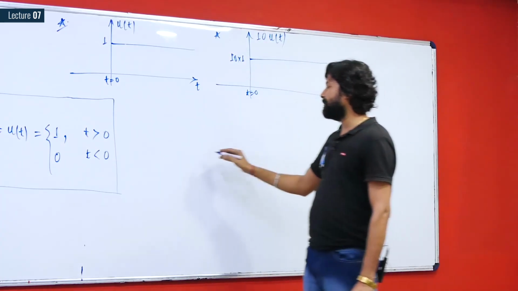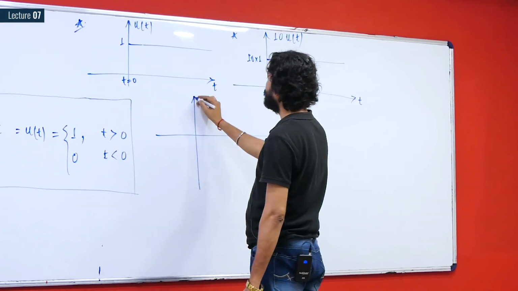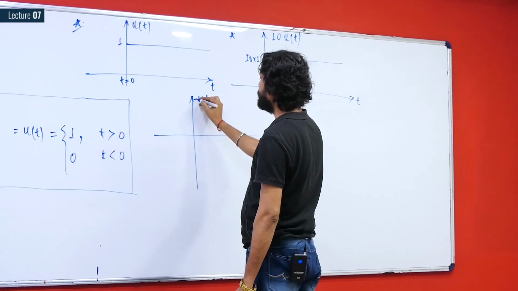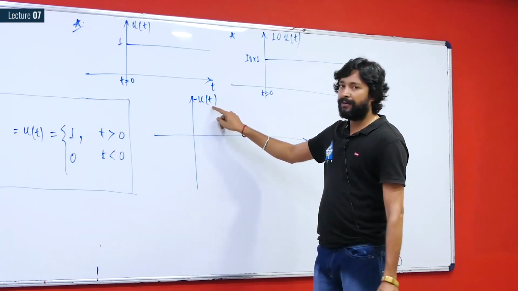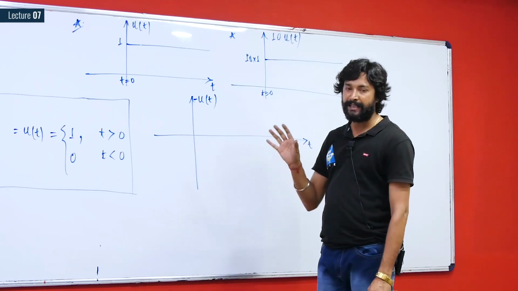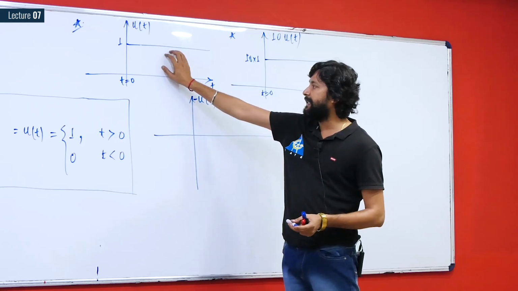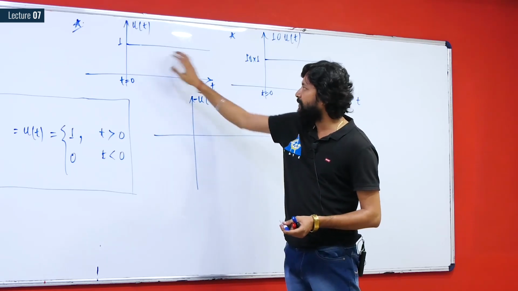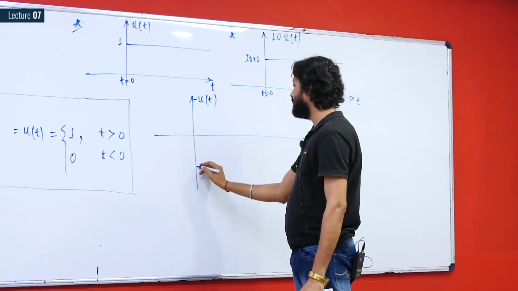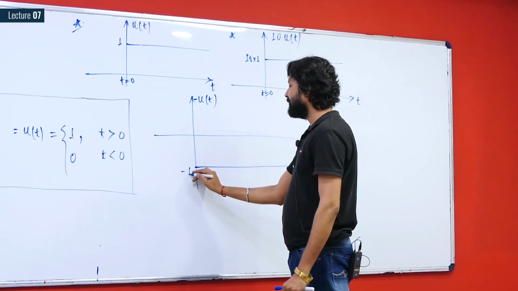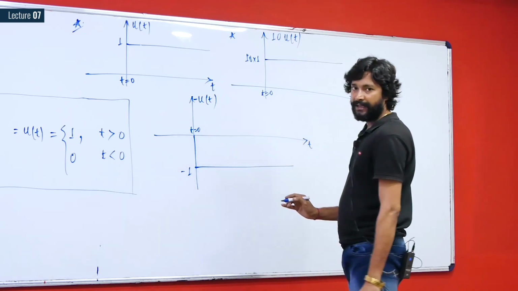Again, if you have to find out minus of u(t), it means minus of x(t), that means you are going to perform amplitude reversal. So if u(t) has value plus 1 for 0 to infinity, then minus of u(t) will have value minus 1 for the same interval, from t equals to 0 to infinity.